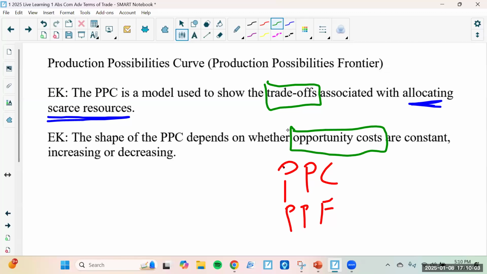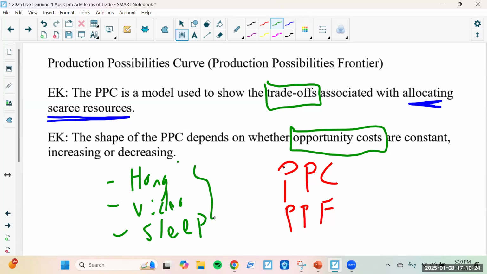Well, what could you be doing instead? Well, you could be playing a video game. You could be sleeping. You could be hanging out with your friends. Now, if I just listed three things, hang with your friends, video games, or sleep, let's say that's your three things that you might be doing if you're watching this video. Those three things are called trade-offs.